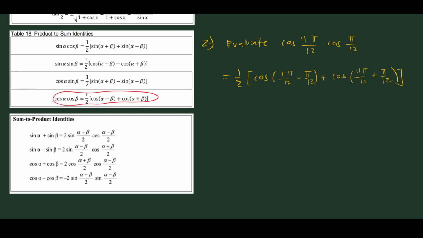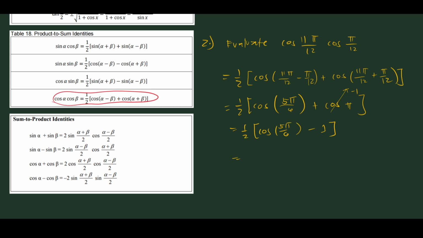Okay, so there you have it. We will just evaluate this. So cosine, what is this? This is 10 pi all over 12, or we can write that as 5 pi over 6, right? Plus cosine of 12 pi over 12. Cancel that out, so let's just write pi right here. We know that cosine pi is equal to negative 1. So we have cosine 5 pi over 6 minus 1.